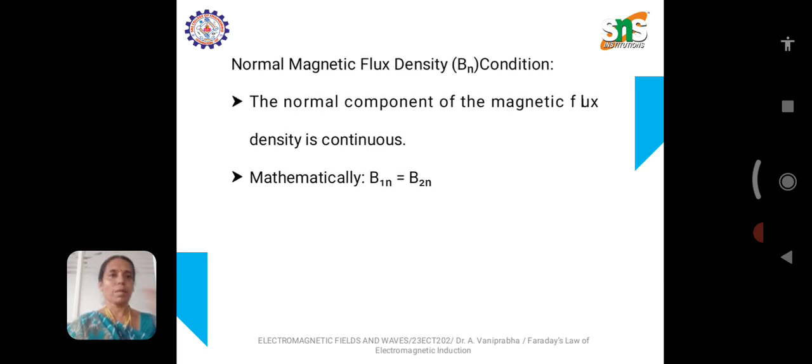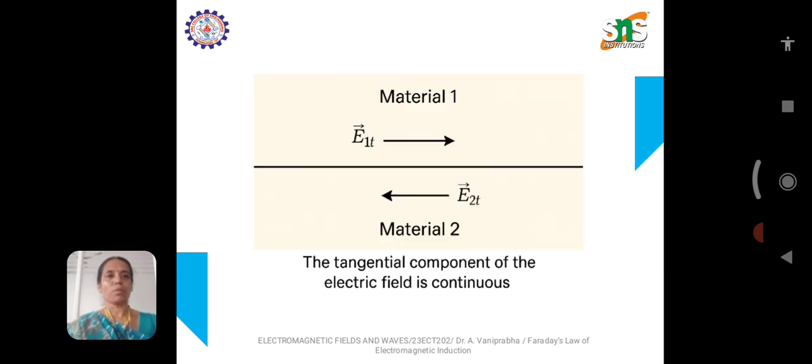Next is the normal magnetic flux density. The normal component of the magnetic flux density is continuous, meaning unlike the normal electric flux density, here the normal magnetic flux density is continuous. The condition is mathematically represented as Bn1 is equal to Bn2. So these are the electromagnetic boundary conditions.